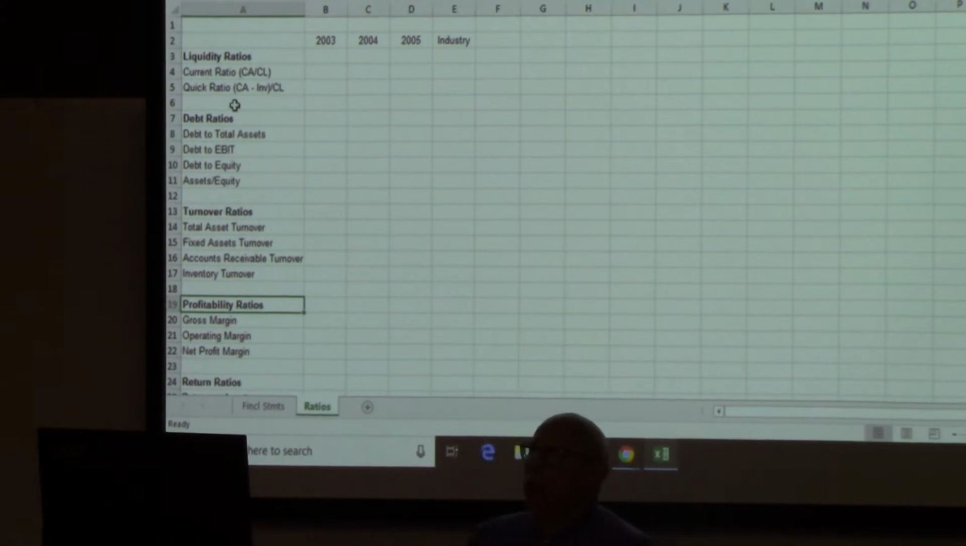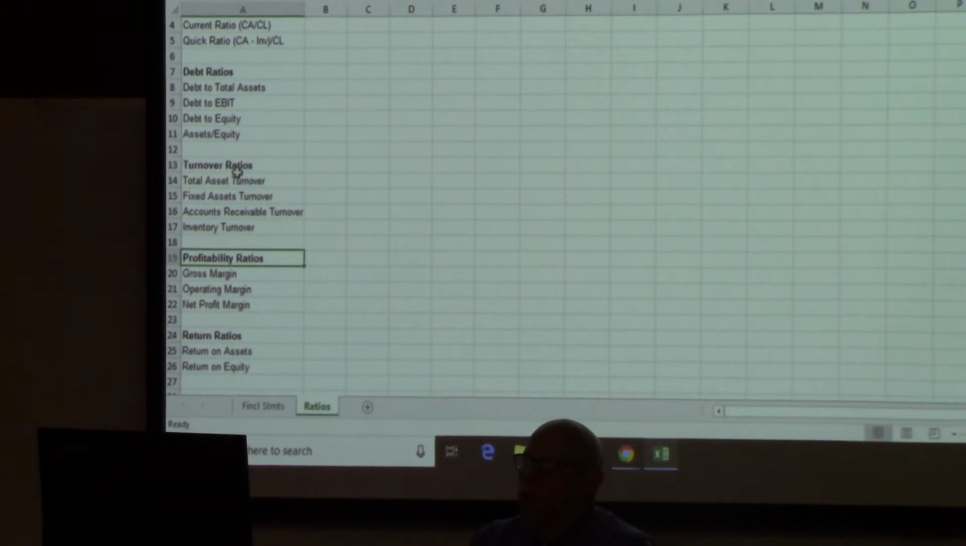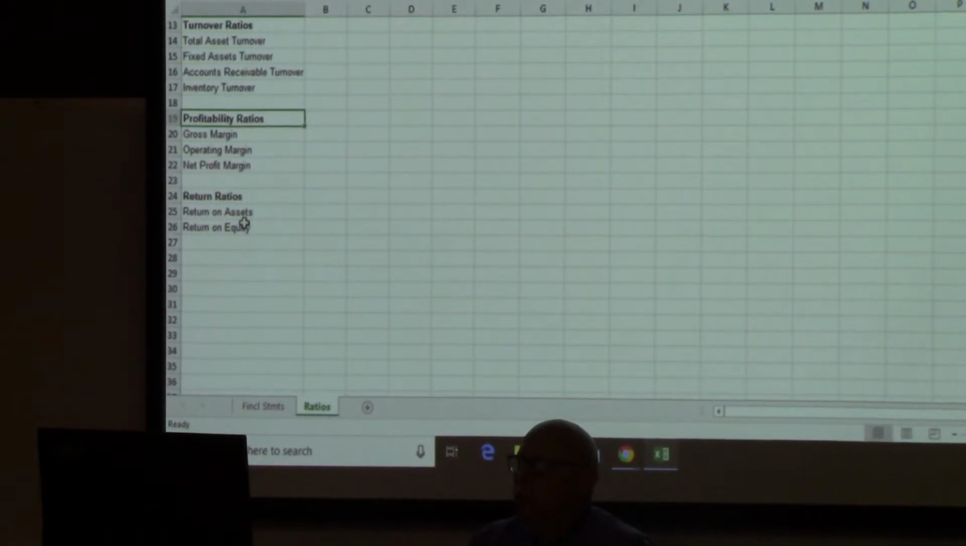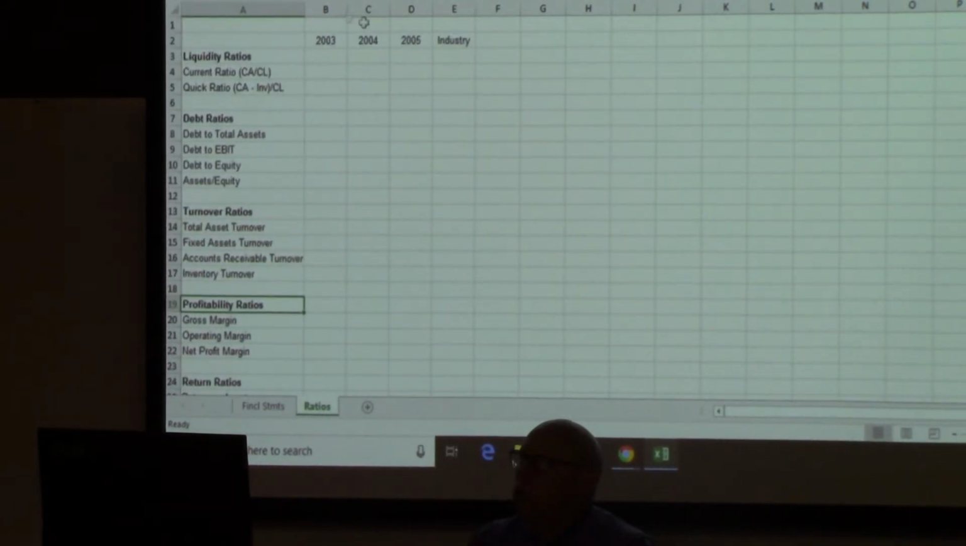We have the current ratio, quick ratio, then we have the debt ratios: debt to total assets, debt to EBIT, debt to equity, assets to equity. Then we have the turnover ratios or the efficiency ratios. Then profitability, and lastly, return ratios. So since we have the financial statements in place, we can go ahead and start filling this in.